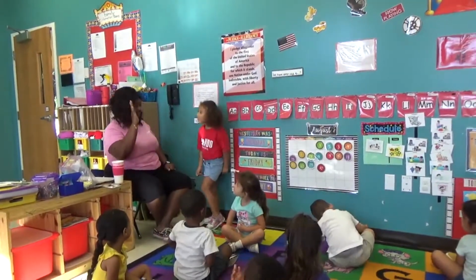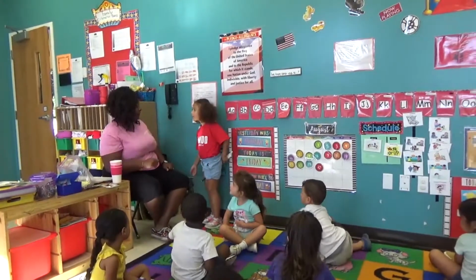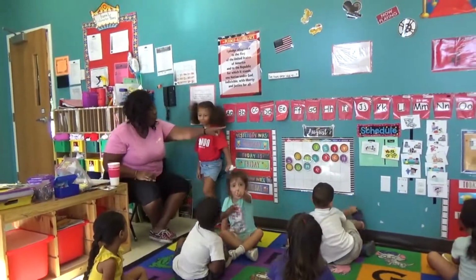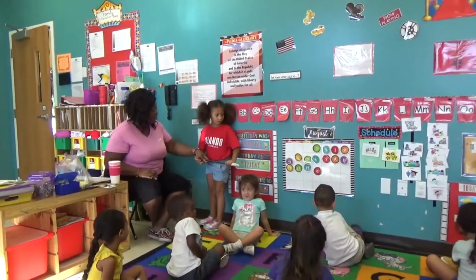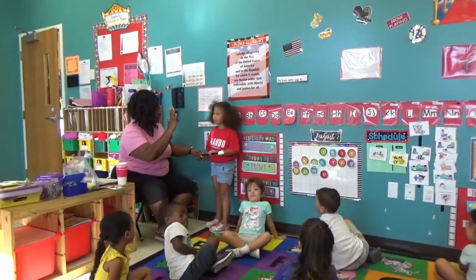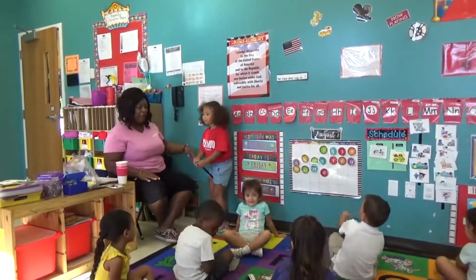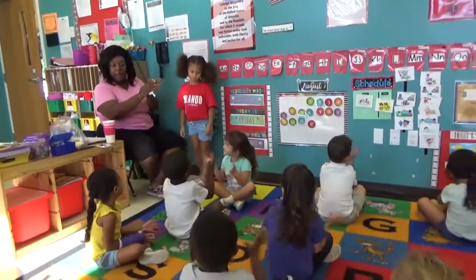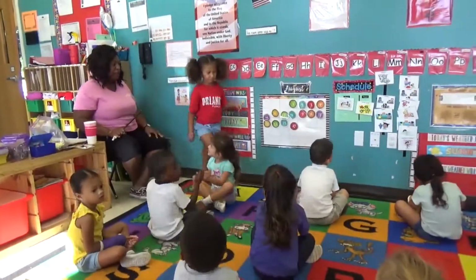Stop. That's a stop. So when we're with our pointer, we only want to touch our board. We don't want to touch our friend because that is a stop. Everybody clap your hands for Malaya for helping us. Good job. Go back and sit on your camel.